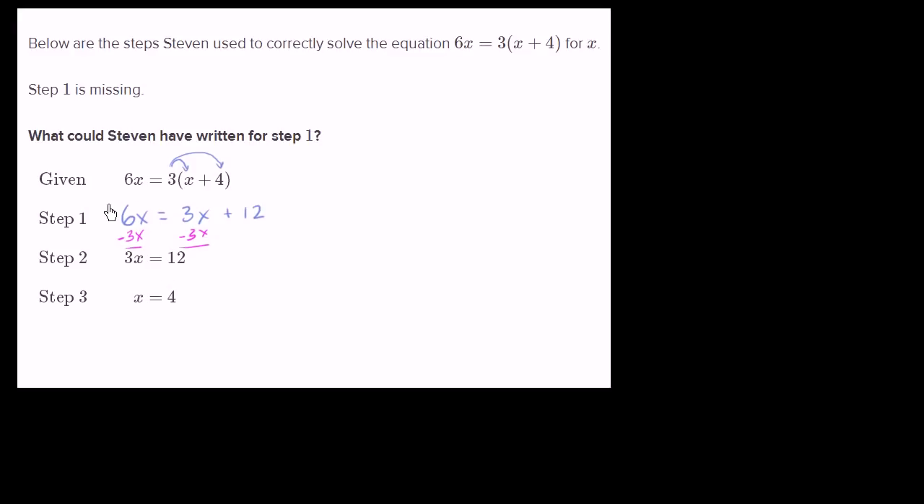So this looks like a completely reasonable first step for Stephen. The first step is he distributes the 3 to get this expression. Then he subtracts 3x from both sides to get 3x is equal to 12. And then he divides both sides by 3 to get x is equal to 4.